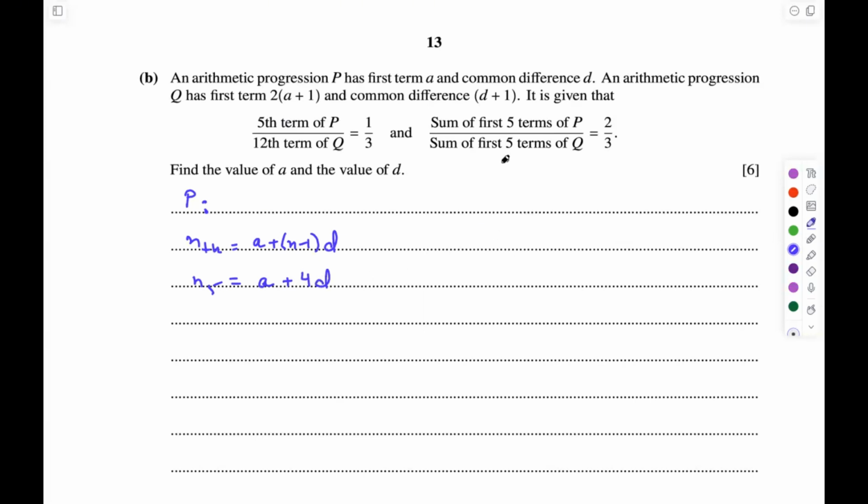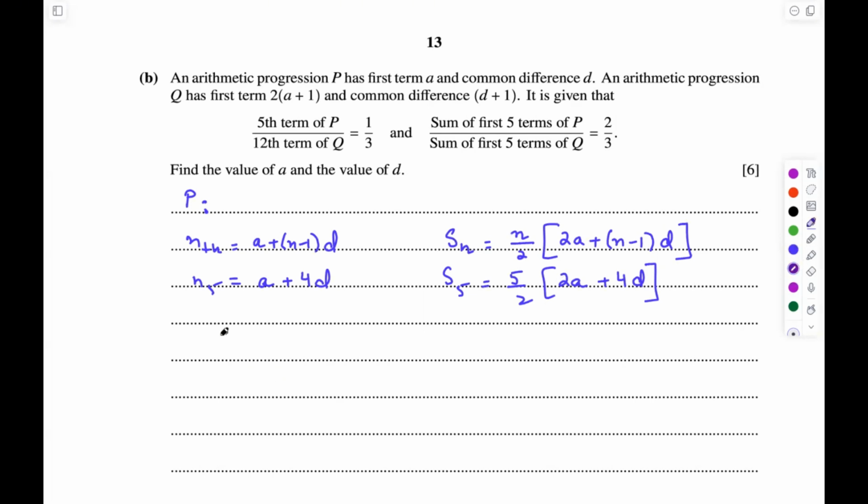And for the sum of first 5 terms, the sum for n terms of an arithmetic progression is n upon 2 into 2A plus n minus 1 into D. So for the sum of 5 terms of this arithmetic progression, this will become 5 upon 2 into 2A plus 5 minus 1, so that will become plus 4D.